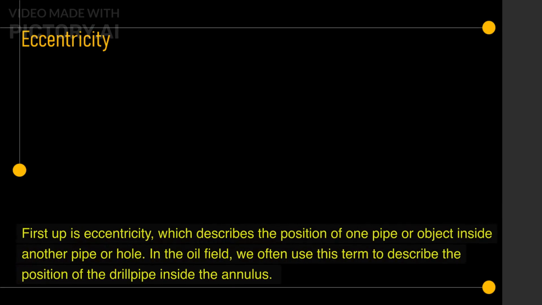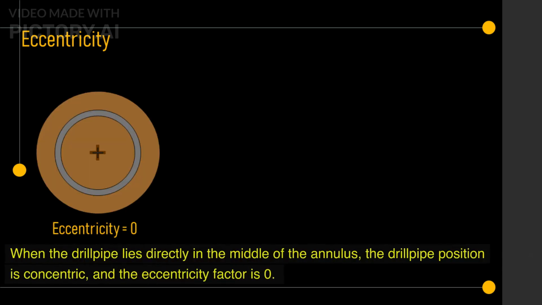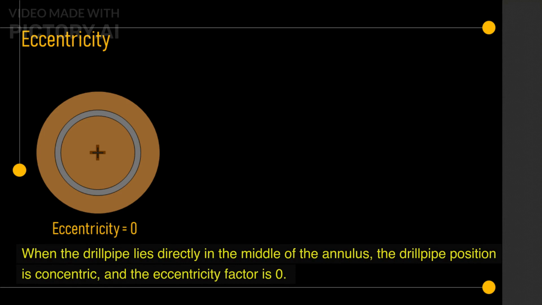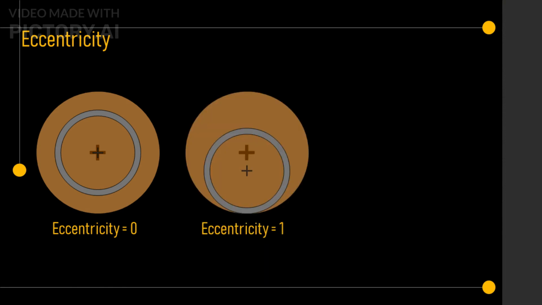First up is eccentricity, which describes the position of one pipe or object inside another pipe or hole. In the oil field, we often use this term to describe the position of the drill pipe inside the annulus. When the drill pipe lies directly in the middle of the annulus, the drill pipe position is concentric, and the eccentricity factor is 0. However, as the drill pipe moves to one side of the annulus, the drill pipe becomes increasingly eccentric. If the sides of the drill pipe come in contact with the wall of the annulus, the drill pipe is fully eccentric, and the eccentricity factor is 1.